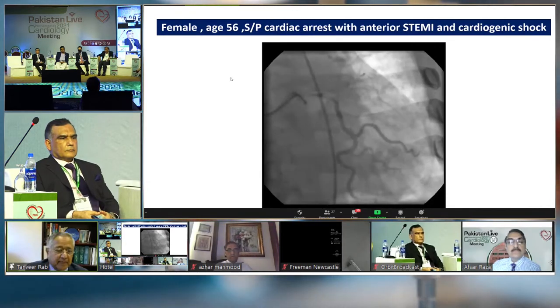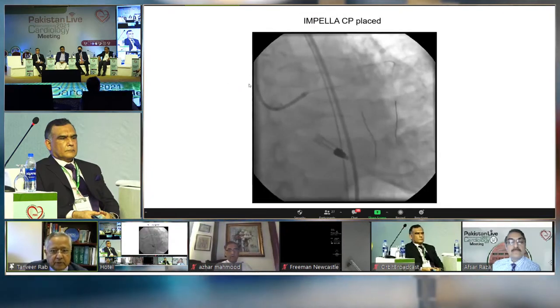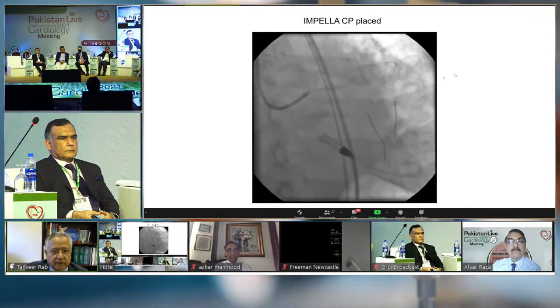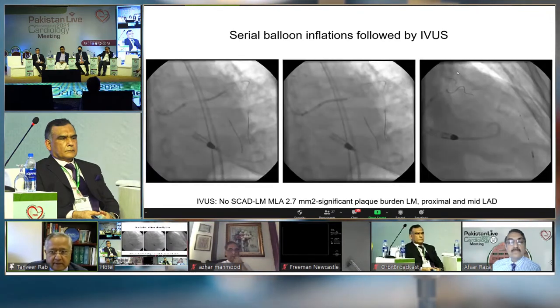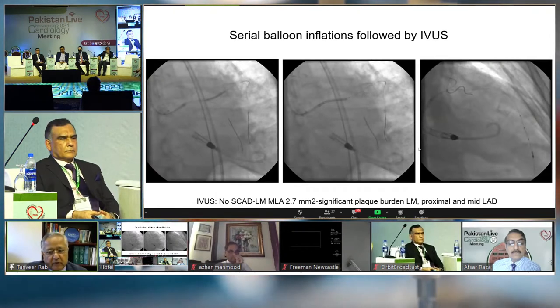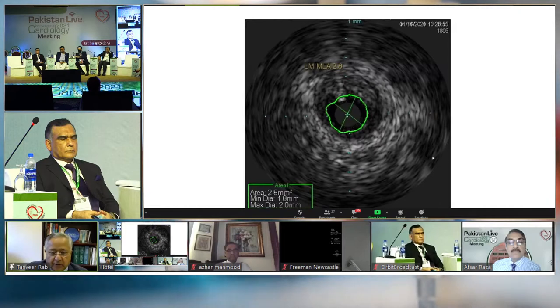In this particular case, the patient was in shock, so we put the Impella in. We put two run-through wires, in the circumflex and the LAD. We did serial balloon inflation of the vessel, proximal to distal, and found with IVUS there's no SCAD. You always think about women with long lesions having SCAD. The left main MLA was at least 2.7 millimeters squared, with significant plaque burden in the left main, proximal to mid LAD. And this was what the left main looked like, 2.8 millimeters squared on IVUS.